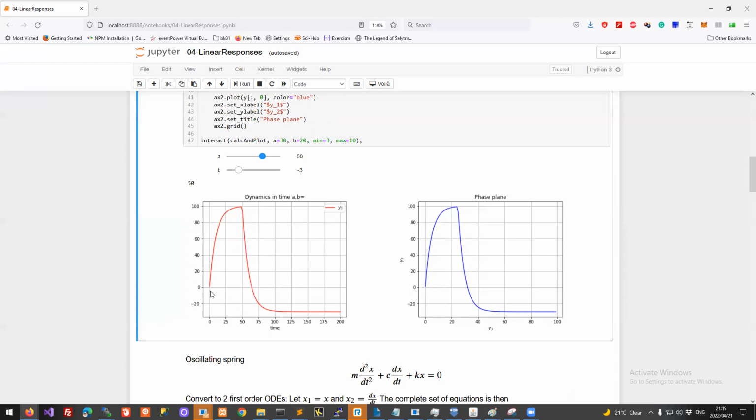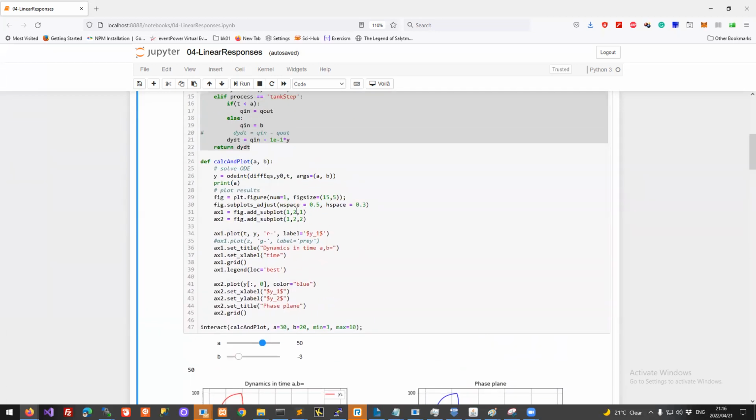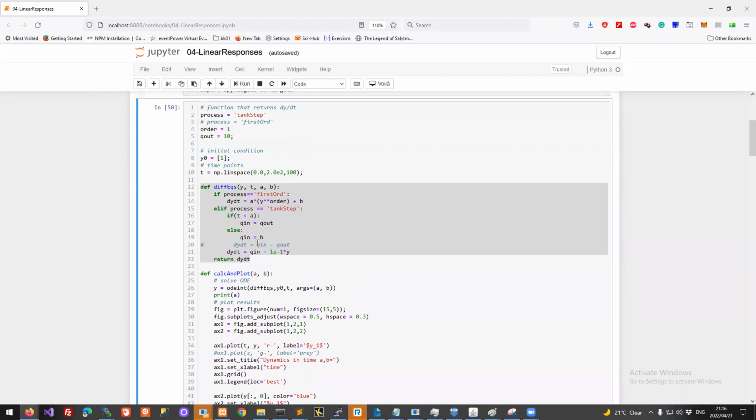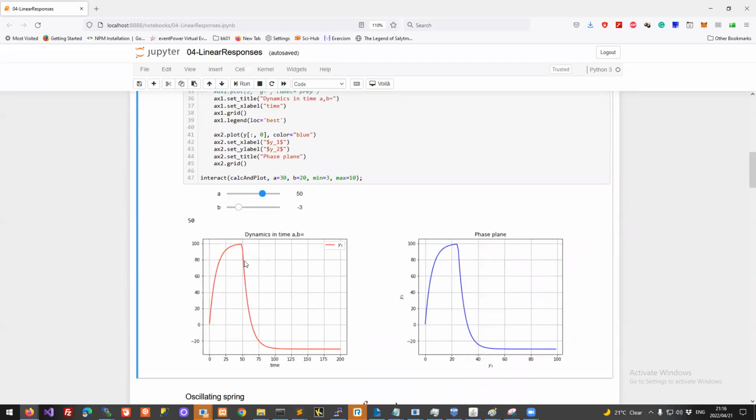And so you can see that the system was steadying out. So it was reaching a steady state, but then we went and step changed it. And we step changed it, we said B is -3. So if we set B to -3, then our inlet flow becomes simply -3. So clearly that's going to be much lower than the original flow rates.